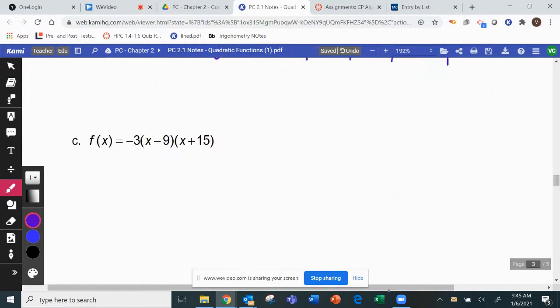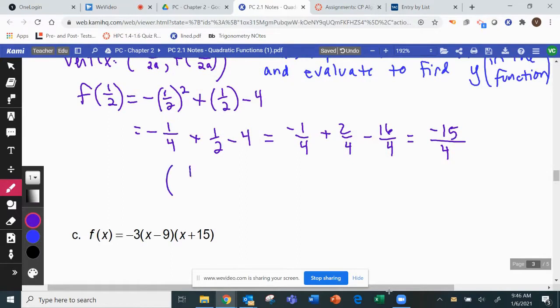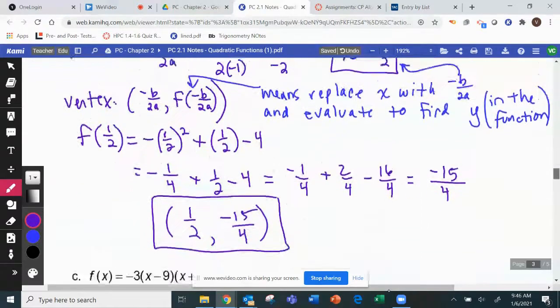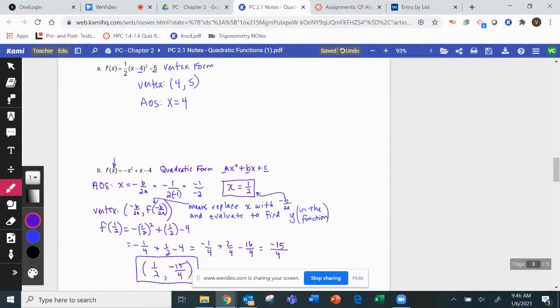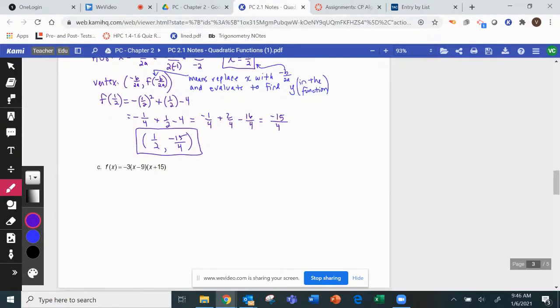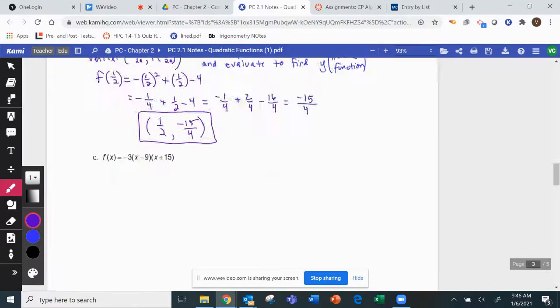So my vertex is 1/2, comma, negative 15/4. So we have our axis of symmetry and our vertex. You can see that doing the axis of symmetry and the vertex when it's in quadratic form is a lot more work than it is when it's in vertex form. So in the future, we will actually be able to change from quadratic form to vertex form because vertex form is so much easier. But that will be Thursday and Friday.